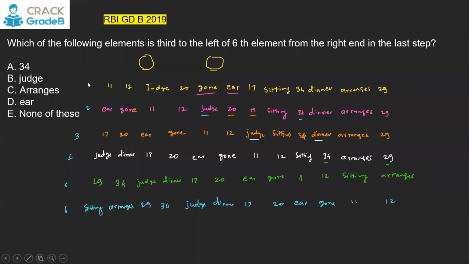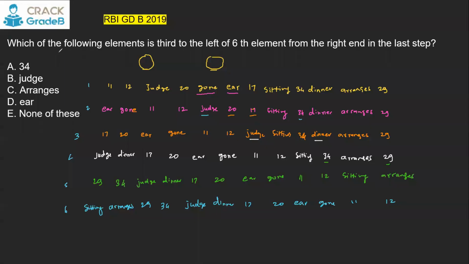Next, which of the following elements is third to the left of the sixth element from the right end in the last step? From the right end you want the sixth, and third to its left. That means cumulatively you want 6 plus 3, 9 from the left. So 1, 2, 3, 4, 5, 6, 7, 8, 9. That is 34. The answer will be option number A.